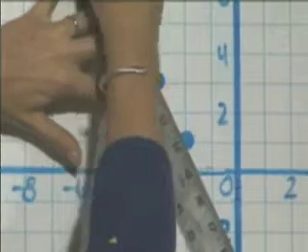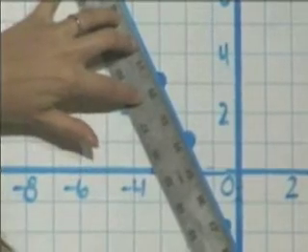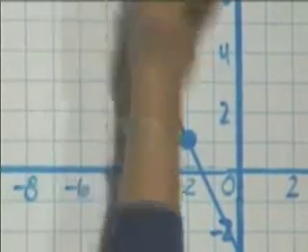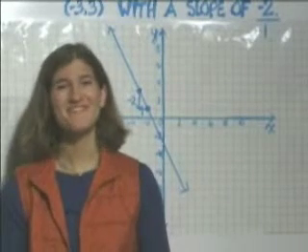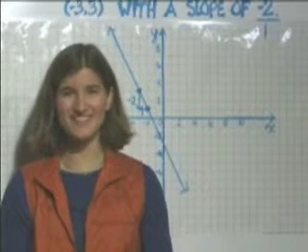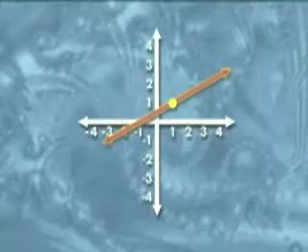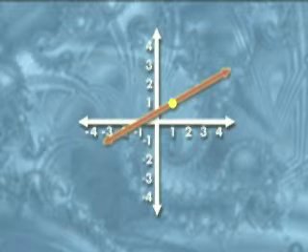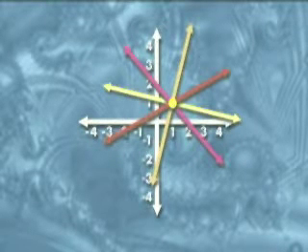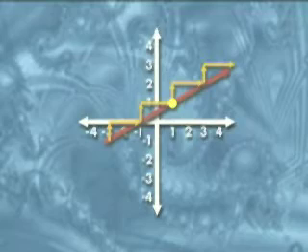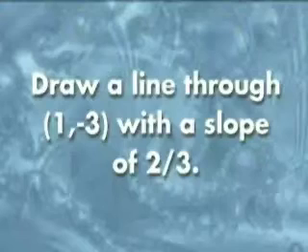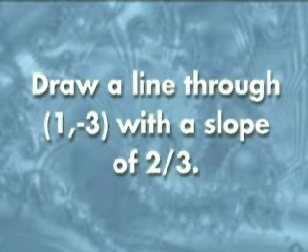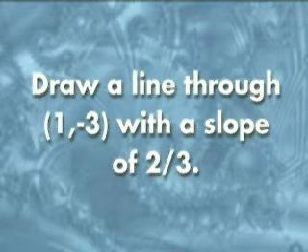So, to draw a line through a given point with a given slope, first, plot the point. Then, use the slope to plot another point. Finally, connect the 2 points to draw the line. That will give you the one line of all the lines that can be drawn through the point that has the slope you want. Here, try one on your own. Draw a line through the point 1, -3 with a slope of 2/3.